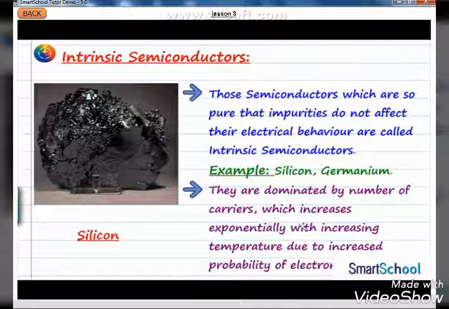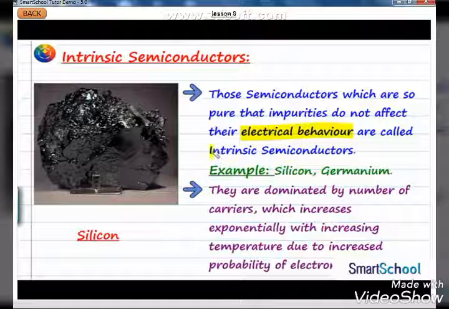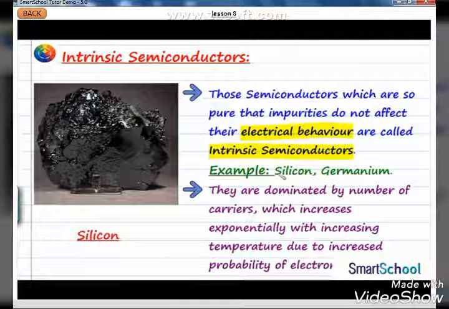After learning about electrical conductivity of semiconductors, let us learn about intrinsic semiconductors. Those semiconductors which are so pure that impurities do not affect their electrical behavior are called intrinsic semiconductors. So what are intrinsic semiconductors? Intrinsic semiconductors are pure semiconductors, and impurities which are present in them are so small that they do not affect the electrical behavior of the semiconductor. Such semiconductors are known as intrinsic semiconductors, and examples are silicon and germanium.